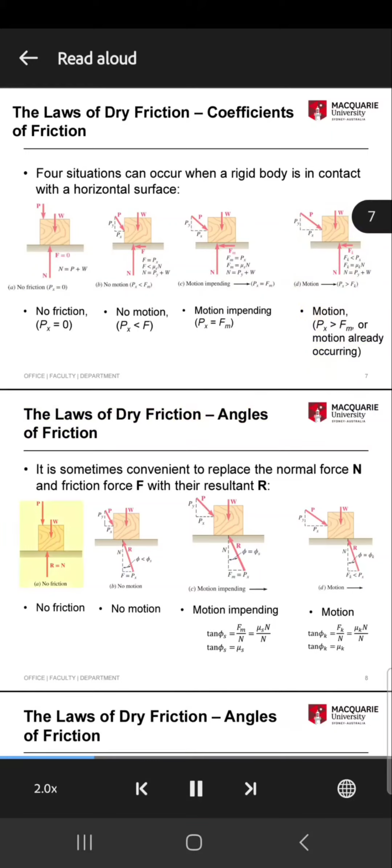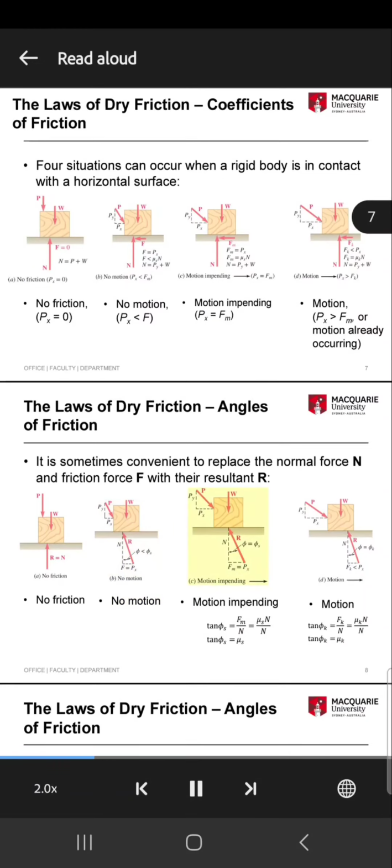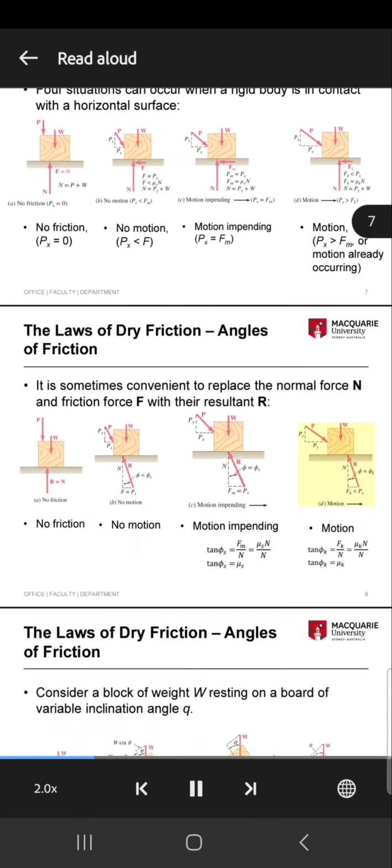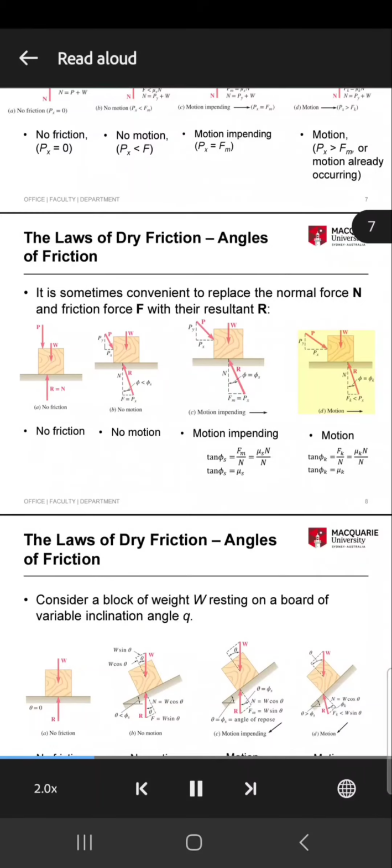The laws of dry friction, angles of friction. A block with weight W is positioned on a horizontal surface subject to force P acting down. No friction, R equals N. With force P acting down to the right, no motion, F equals P_x, phi less than phi_s, reaction R acting up to the left. Motion impending, with the same block and force, no motion, F equals P_x, phi less than phi_s, reaction R acting up to the left.